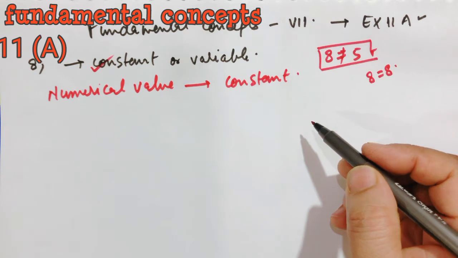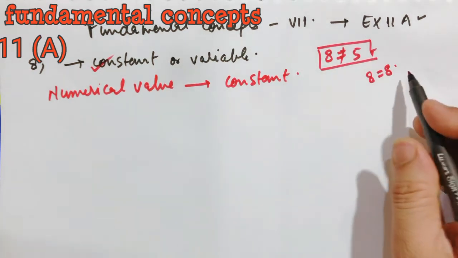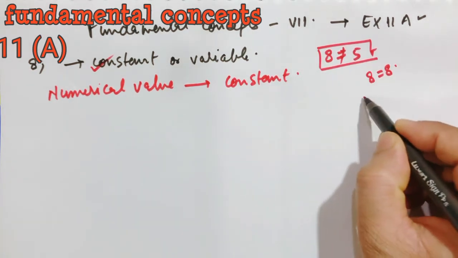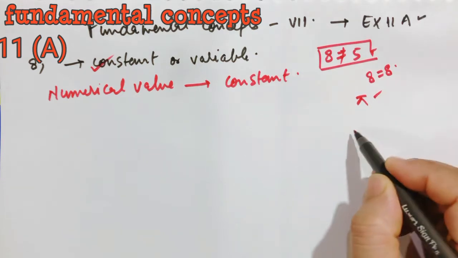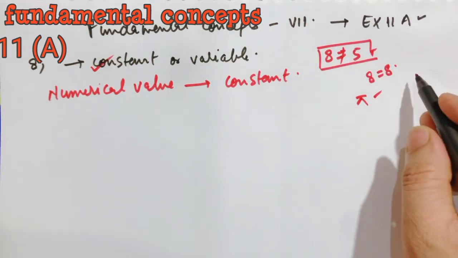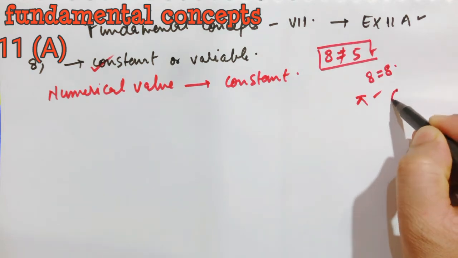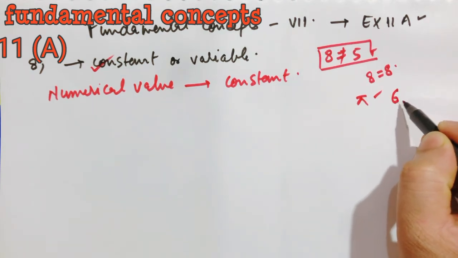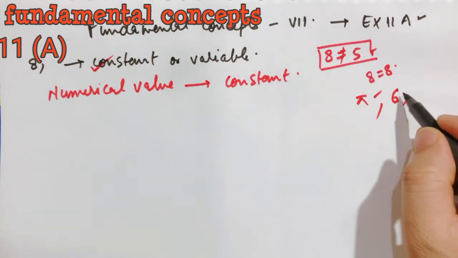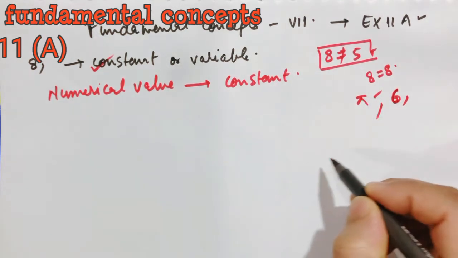When you go to the higher classes, you will learn many types of constants, like pi is one constant. Then they might give you rho, or omega, as constant terms. Rho is written somewhat like this.